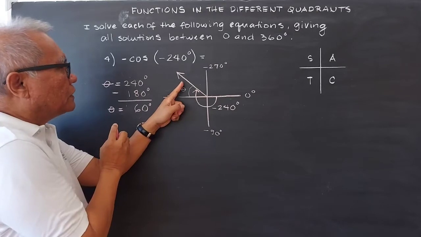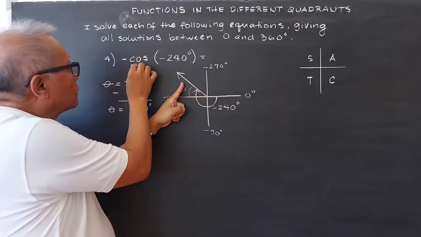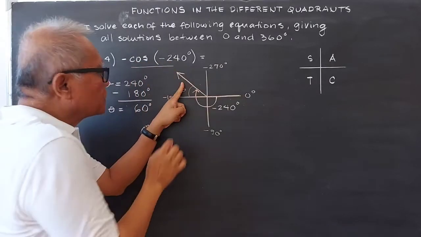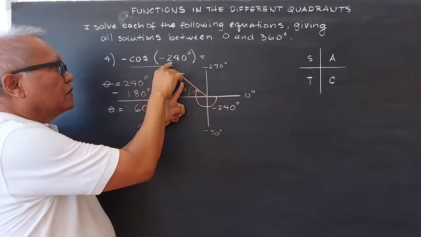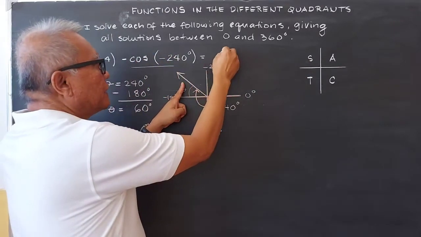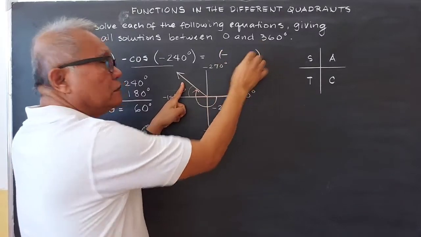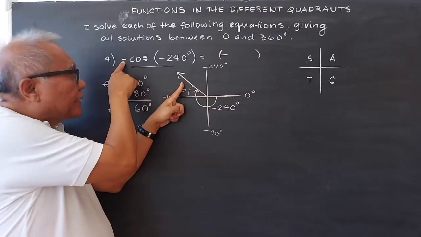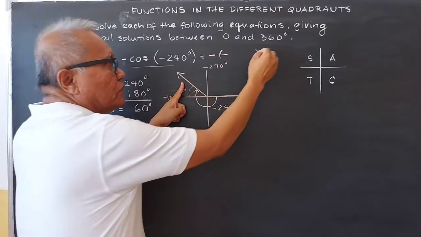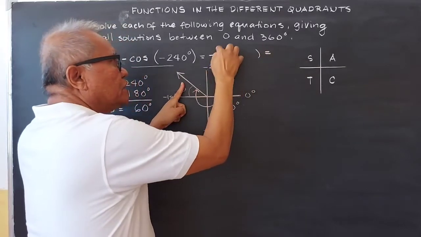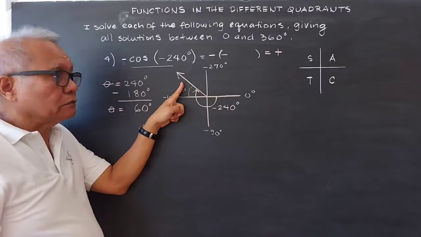Now, what is our cosine in the second quadrant? Forget first the negative here. Cosine in the second quadrant. So the value here of cosine of negative 240 will be negative. And then the negative is here, so the final sign will be negative times negative. We will have a positive sign.